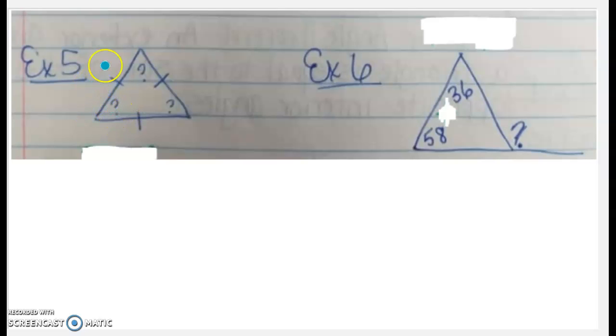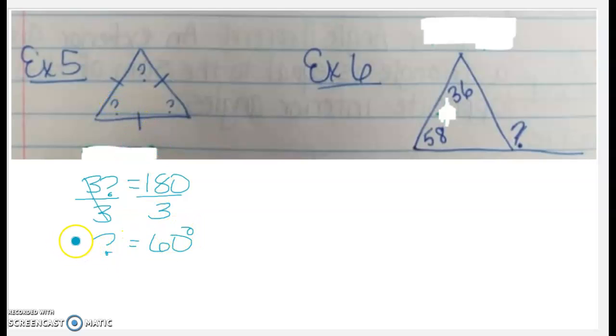Okay, now here is the equilateral triangle. Since all three sides are equal, that means all three angles are equal. So I have three question marks that give me 180. And it doesn't matter what size they are because every equilateral triangle has 60-degree angles.